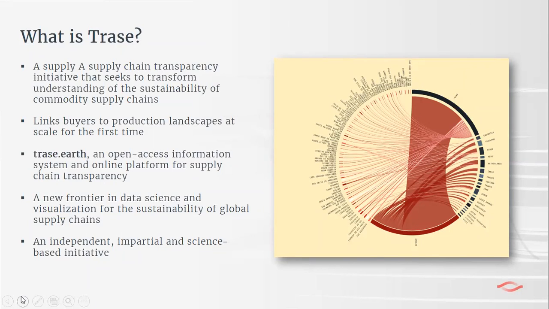So critically, Trase is not physical segregated traceability. It's a supply chain transparency initiative that brings together existing publicly available data sets, including customs data, to map supply chains at scale and link buyers to production landscapes. So it's data-driven, it's free, and it's an online open access platform.